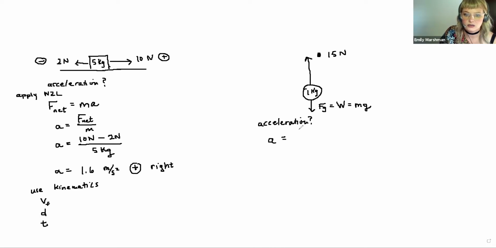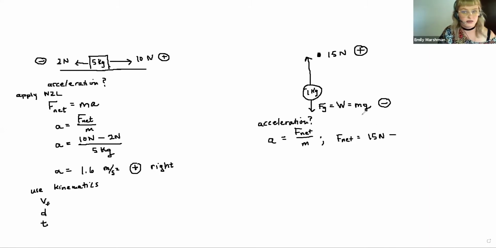The acceleration is equal to the net force divided by the mass of the object. Let's solve for the net force first and then solve for the acceleration. F net equals, let's call going up, let's make it easy on ourselves, up is positive. Going downward is negative. So I have an upward force of 15 newtons, that's positive. I have to subtract off the weight of the object.